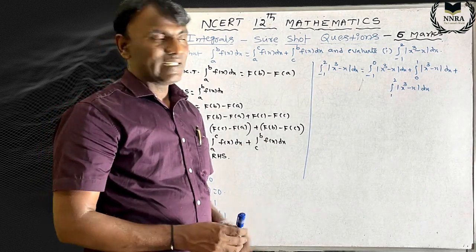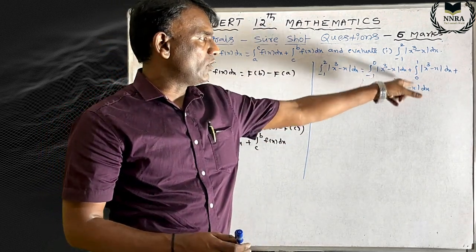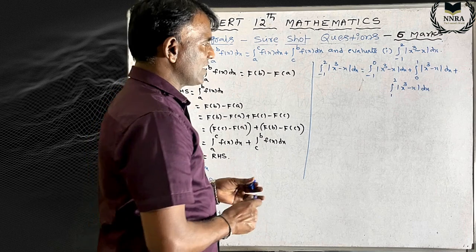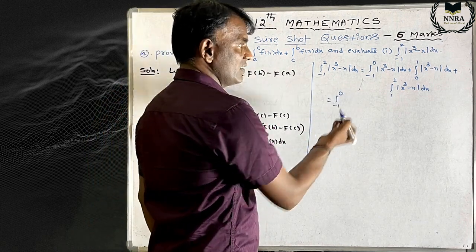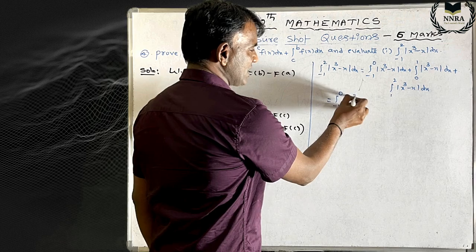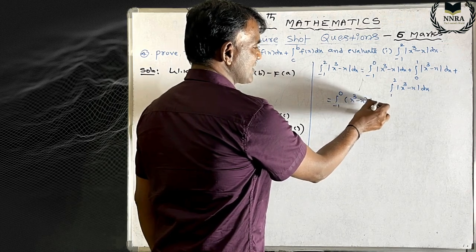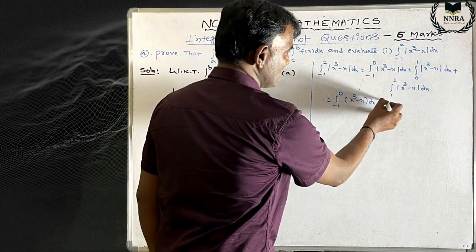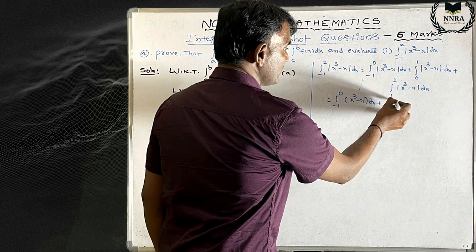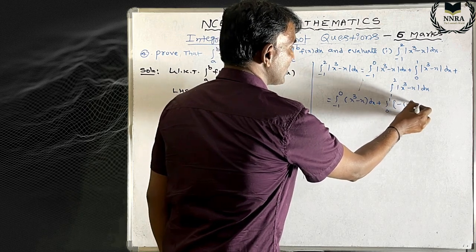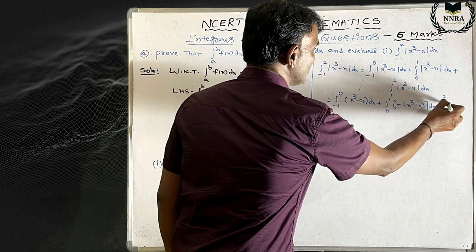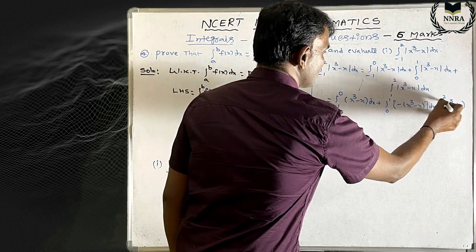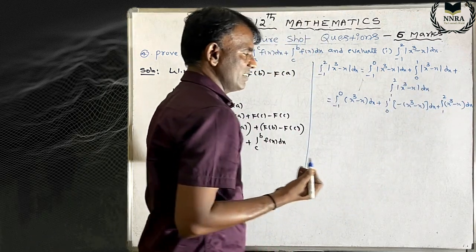After splitting that, we must substitute the modulus value. So for that again we take the first value. What is that? Minus 1 to 0. This is a positive value, x cube minus x into dx. The second one is negative, that is 0 to 1, so minus of x cube minus x dx. The third one is 1 to 2. Again it is positive. So these are the values.